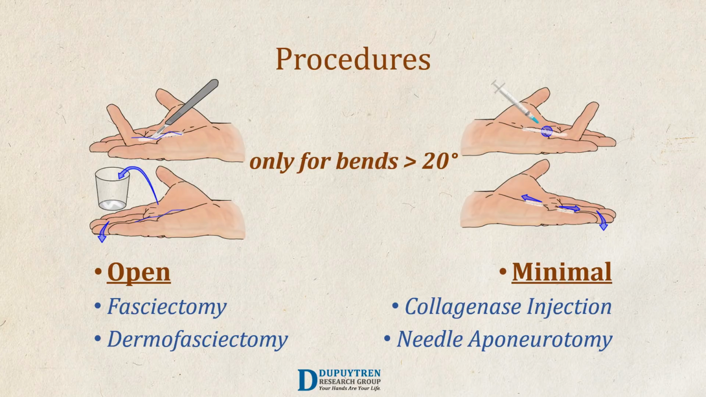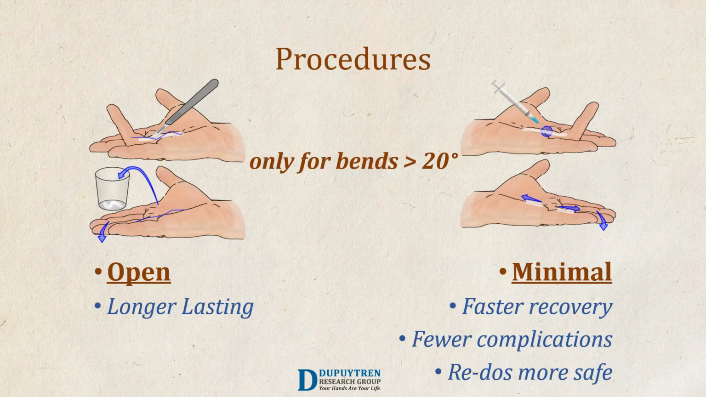The tight tissue under the skin is either weakened or cut, and the fingers pulled on to separate the tight string under the skin to allow the finger to be straightened out. The comparison of these is that the open surgery lasts longer on average before contractures return. That's the big selling point for it. Minimally invasive treatments have a much faster recovery, lower complication rate, and if someone has a recontracture, repeat procedures are much more safe in comparison to open surgery.